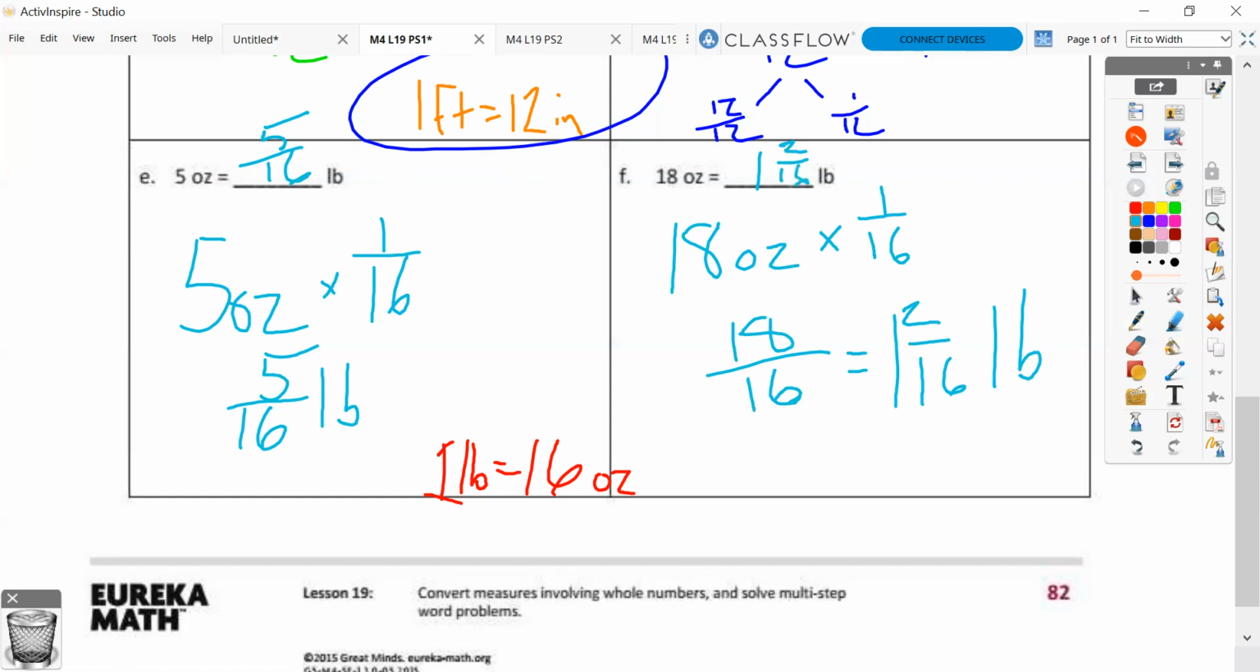Some of you might say, oh, I can simplify 2/16. If you can, do it today. You're not going to be wrong today if you leave it like that.